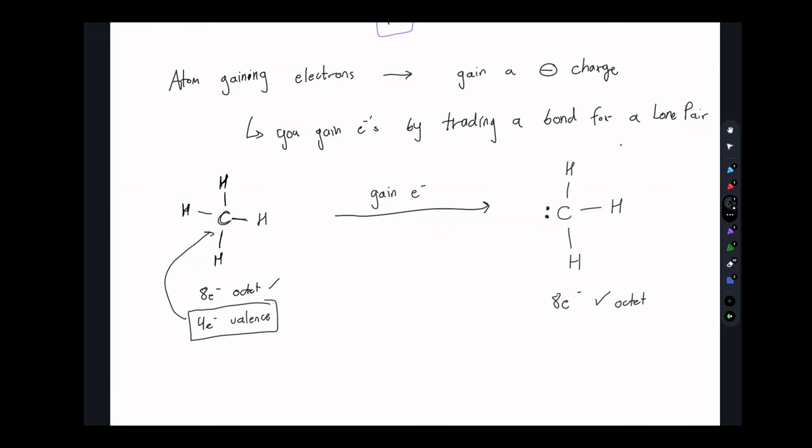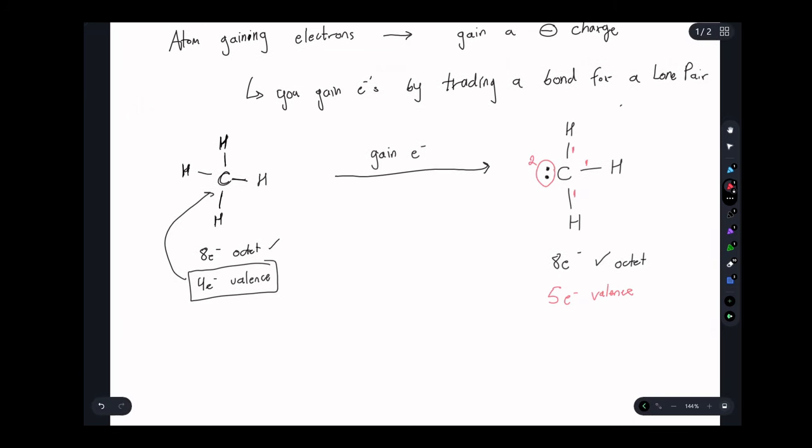However, from the formal charge rule, this carbon, which had 4 valence electrons, now has 3 electrons from the bonds because it's being shared, and it has 2 electrons that both belong to the carbon since they're in the form of a lone pair. In total, that gives us actually 5 valence electrons. Awesome. So with that in mind, we can also think about the reverse process.